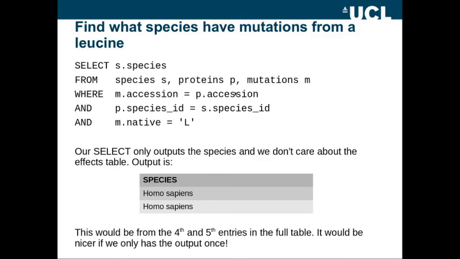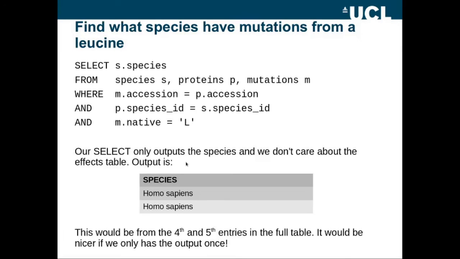The parts of the where statement are fairly similar to what we had before. We need to join these three tables together. So we're going to say that the accession in the mutations table must match the accession in the proteins table, and the species ID in the proteins table must match the species ID in the species table. And finally, we put in our requirement that the native residue is a leucine. So we say mutations.native equals L.